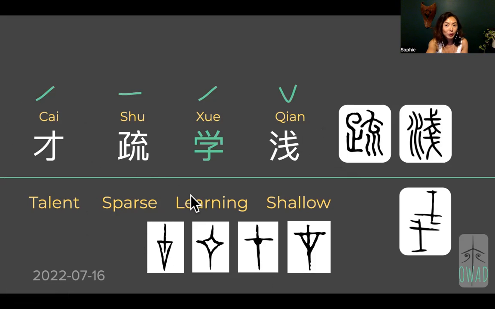You can see 疏 means sparse, 浅 means shallow. Both of them actually have something to do with water. This is the water streaming sign. We normally use three. Oh, too bad I don't have three hands to show you, but one in the middle and then two on the sides, right? You can see the fluid shape, the current. And this is a more elaborate water sign. So both of them have origins related to water.